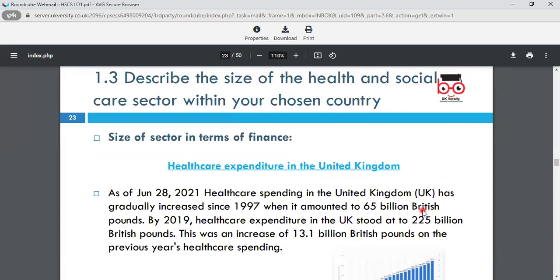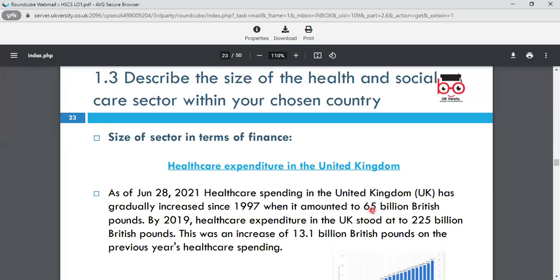Now coming towards describing the size of the health and social care sector within your chosen country. I'll go just two slides beyond this, and then we might have to end this lecture today. And then we'll carry this forward tomorrow.